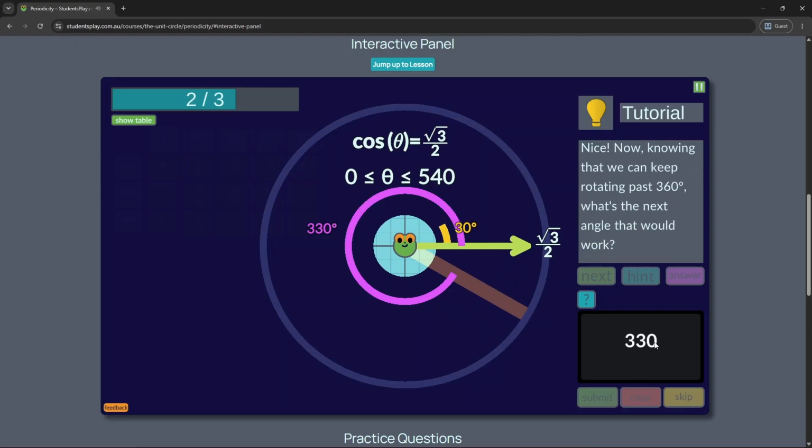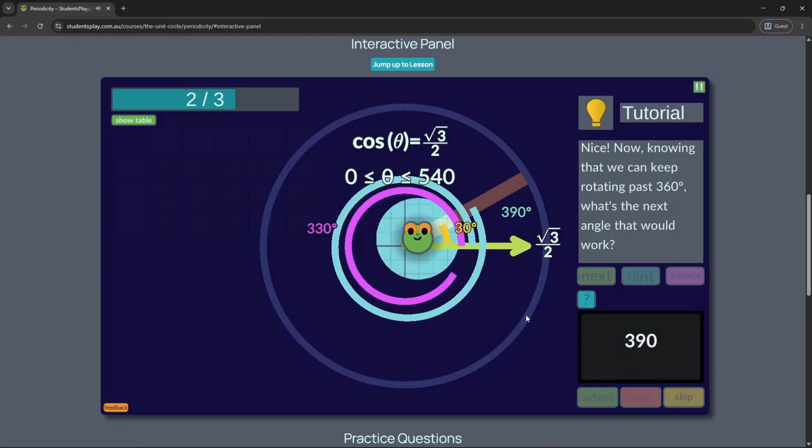Nice. Now, knowing that we can keep rotating past 360 degrees, what's the next angle that would work? Two things you can do here. You can visually just, okay, we keep going to 360, then we rotate a bit more to get to this angle here. And so, yeah, 390. Or you can just look at your answer. Okay, my answer here was 30, and I know that if I add on 360 degrees to that, I'll get another angle that would work. And then 30 plus 360 is 390. So both ways work.